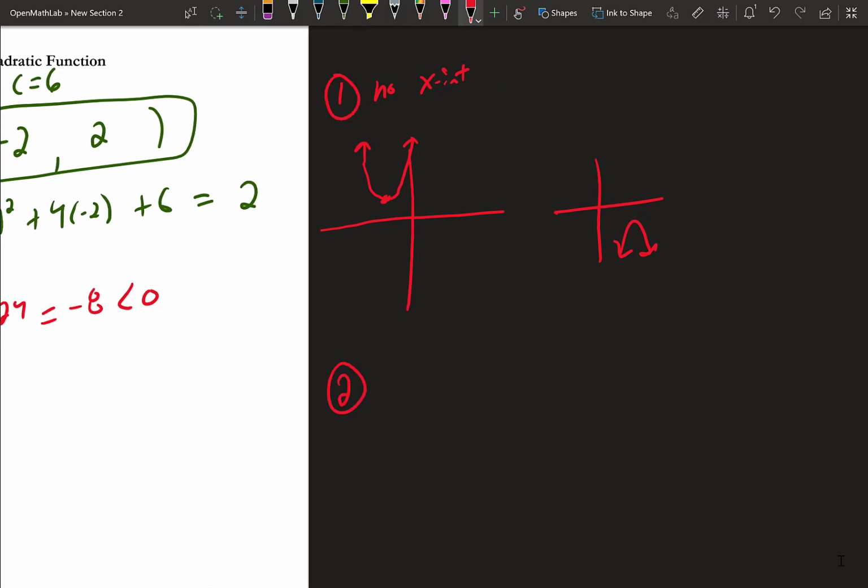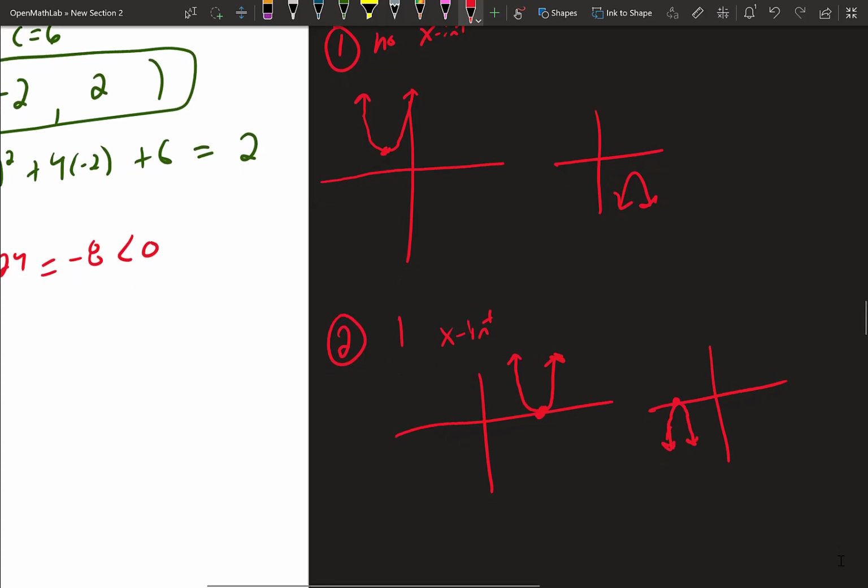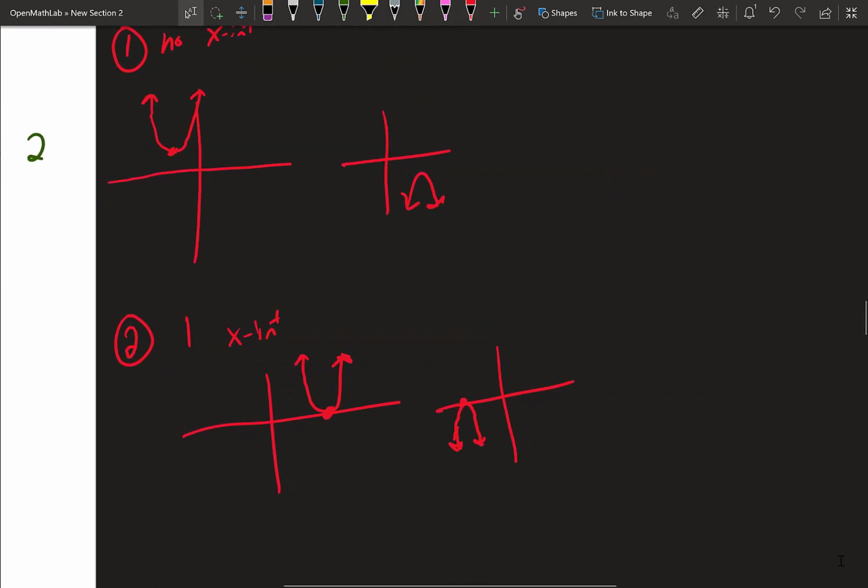The second option that can happen is that we have one x-intercept, right? And this is going to occur when the vertex is an x-intercept, right? It's the only x-intercept. So we could have this scenario, or maybe something like this, opening downward, right? So that's going to happen when we have one x-intercept.